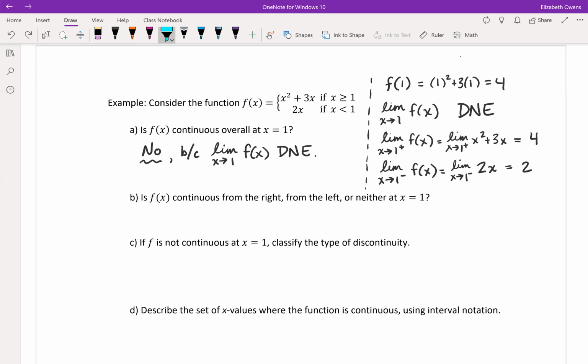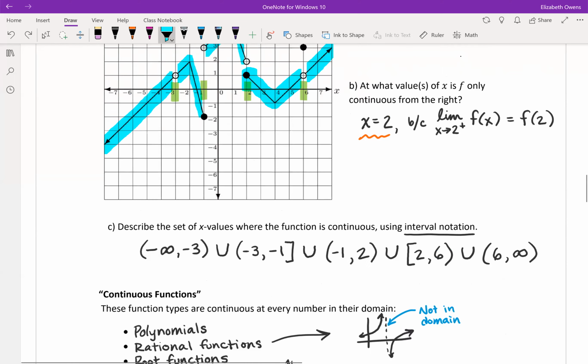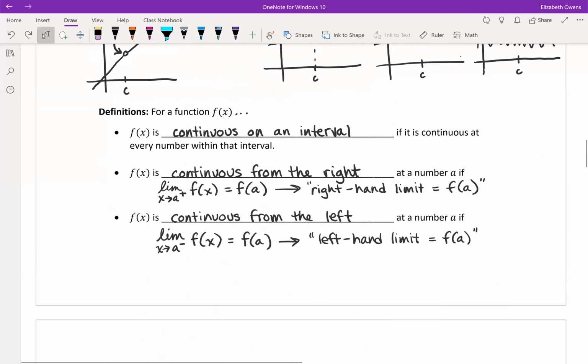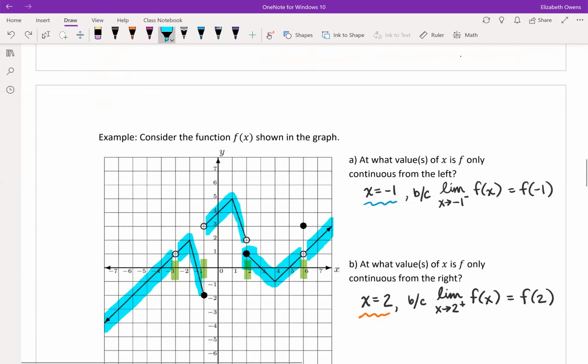Okay, so our continuity from the left and right, recall, followed almost the same definitions, but instead of it being a general limit, it was either a right-hand limit or left-hand limit equaling the function value. So that is going to determine our outcome here.